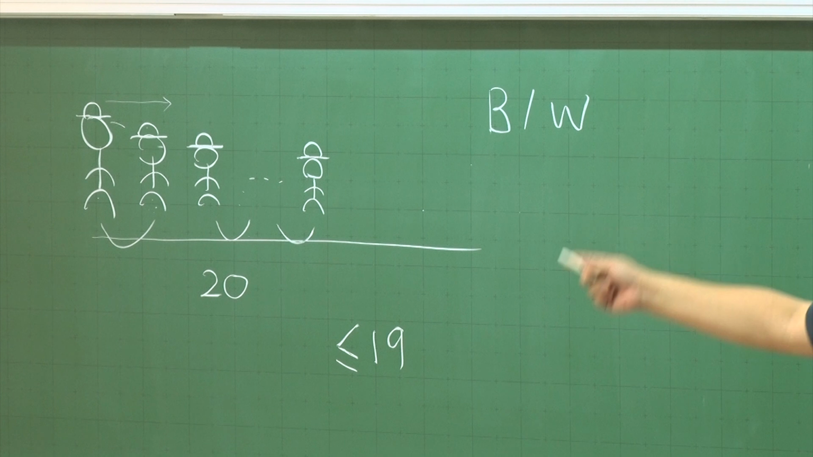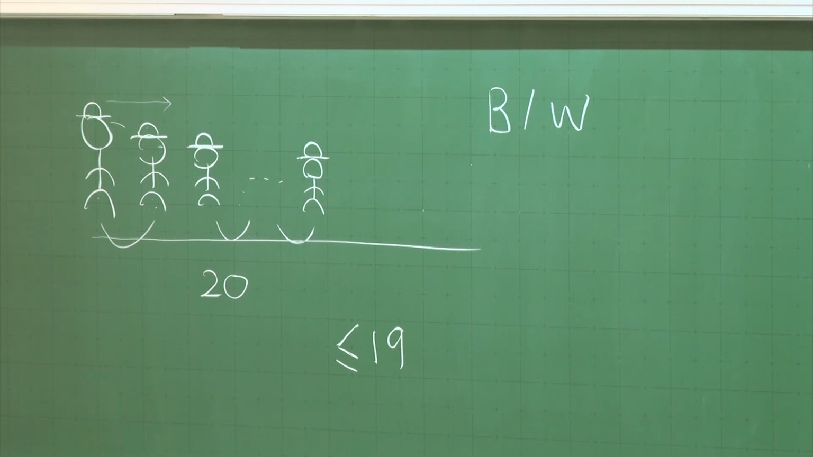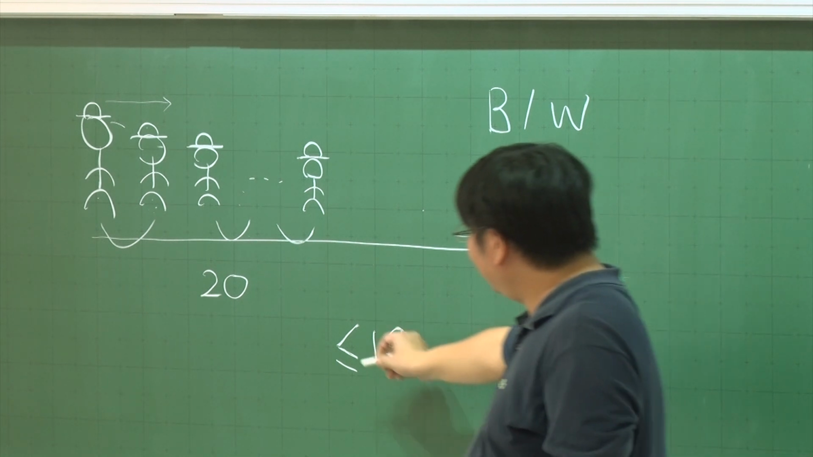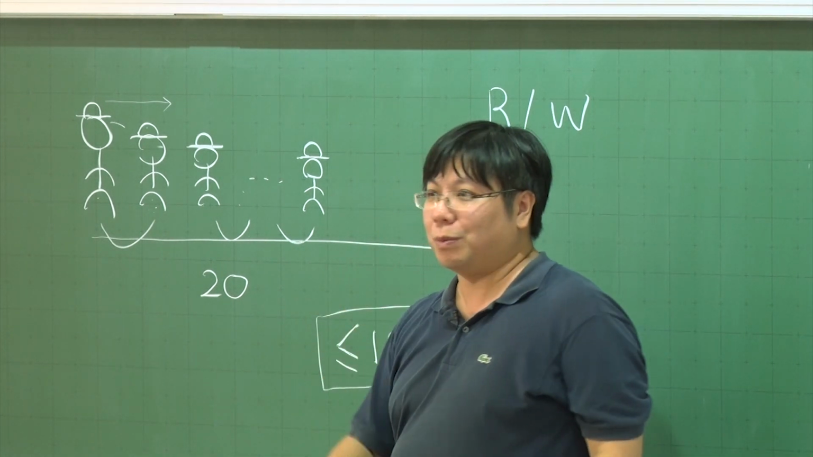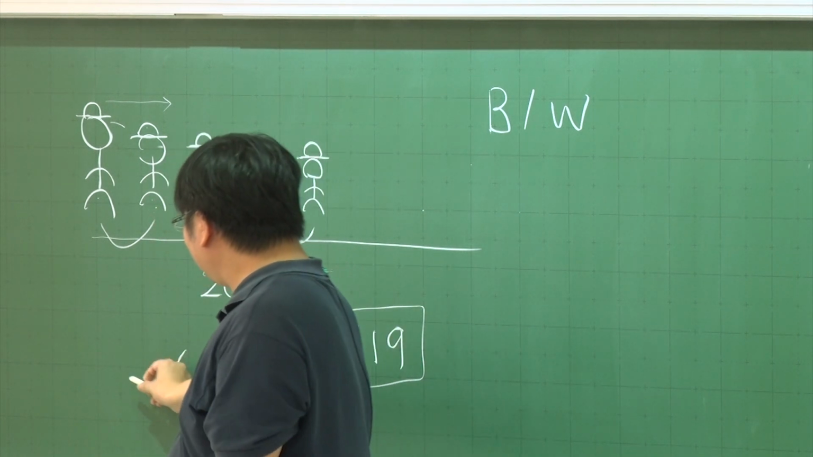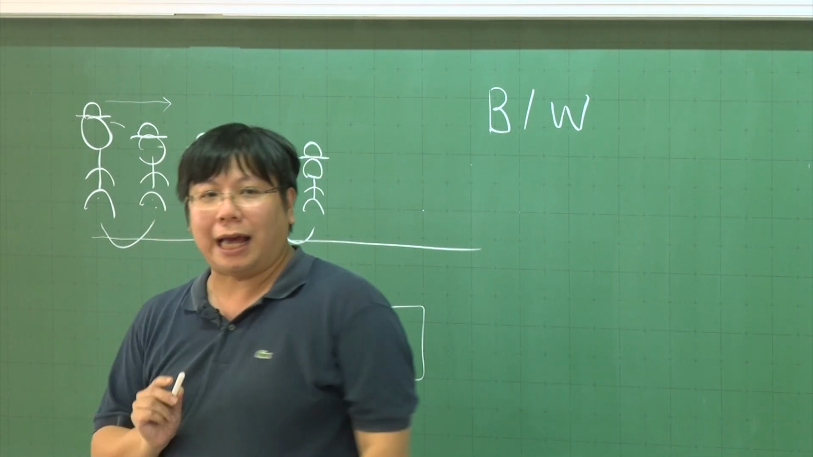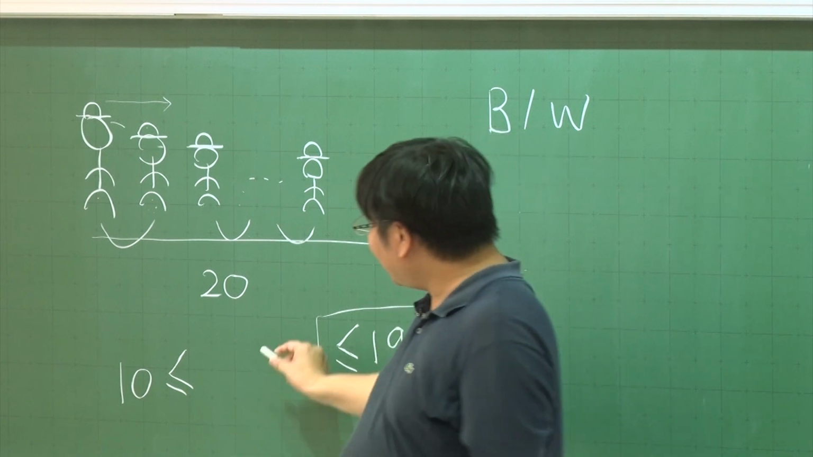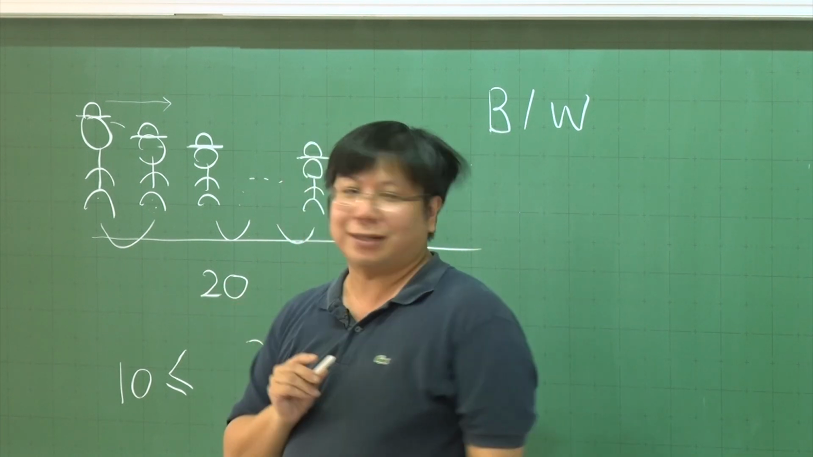No way, because the last one can never tell the color of his hat, right? Whatever he says, I can create a scenario that makes his guess wrong. So 19 is the maximum possible, but we don't know how to do that. At least we know that the best scheme can ensure at least 10. And then what is the number that we can guarantee for our scheme?